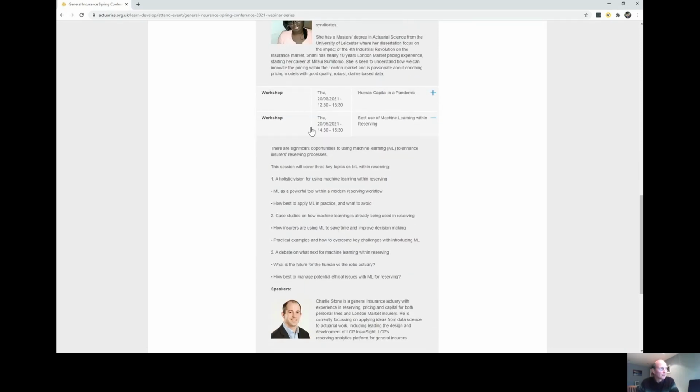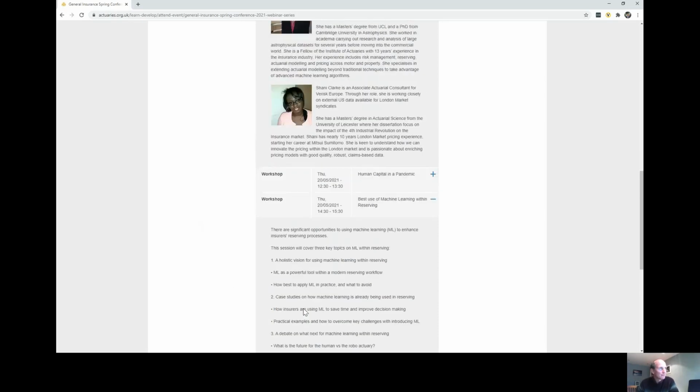We're going to be getting into what we see as the future for machine learning, how it can be used optimally in reserving, some examples of what the LCP guys are already doing, and there's a lot of people in the market already doing this. And then we're going to have a bit of a debate about how it should be applied in future. So if you're interested in that, I recommend you check that one out.